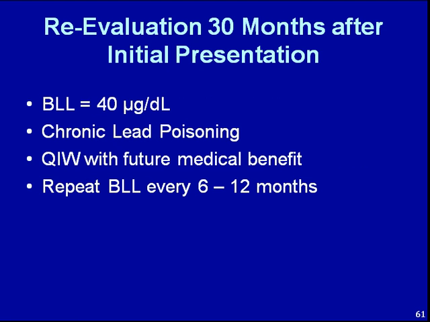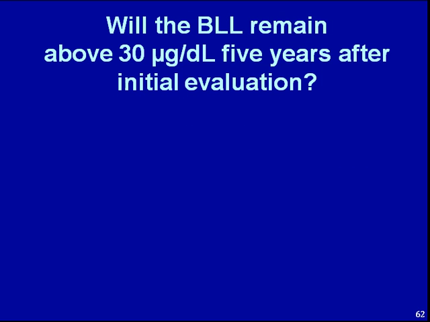Jumping ahead to 30 months after his initial presentation, so 2.5 years into this, his blood level was still in the 30s, and at this time it was up to 40. At this point, another evaluation was done. It was determined that he had chronic lead poisoning through California workers' comp. He was made a qualified injured worker and provided with a future medical benefit. And his lead levels were recommended to be rechecked every 6 to 12 months.